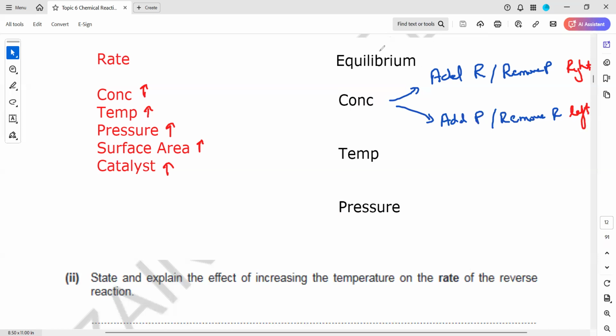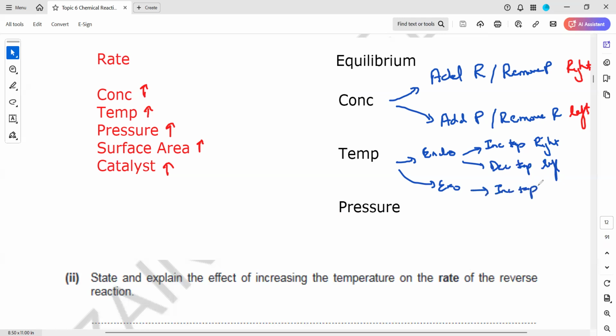What is the effect of temperature? It depends on what kind of reaction we have. We may have an endothermic reaction or an exothermic reaction. For an endothermic reaction, if we increase the temperature, the balance will shift toward the right hand side. If we decrease the temperature, it will shift to the left hand side. For exothermic reactions, if we increase the temperature, it will shift toward the left, and if we decrease the temperature, it will shift towards the right.